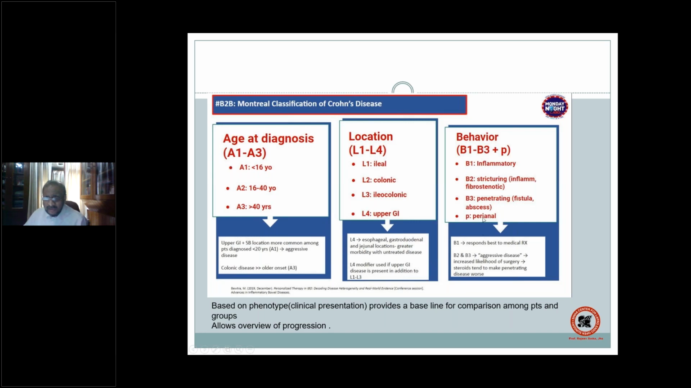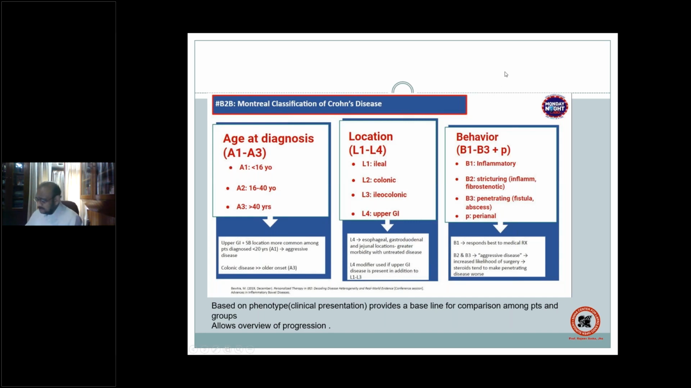Similarly, in B1 to B3, you have a modifier. You can have inflammatory, stricturing, and penetrating. How does this help you? It immediately helps you. Inflammatory can be treated with medicine. Stricturing and penetrating have to be treated by surgery. So that is why this classification becomes important. B1 responds best to medical therapy. B2, B3 is known as aggressive disease. And why? Because there is an increased likelihood of surgery in these patients. And you add a P to it, which is again a modifier, and that P could be with B1, B2, or B3, right?